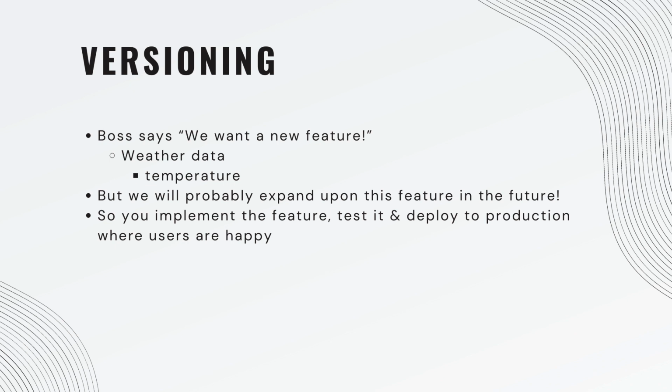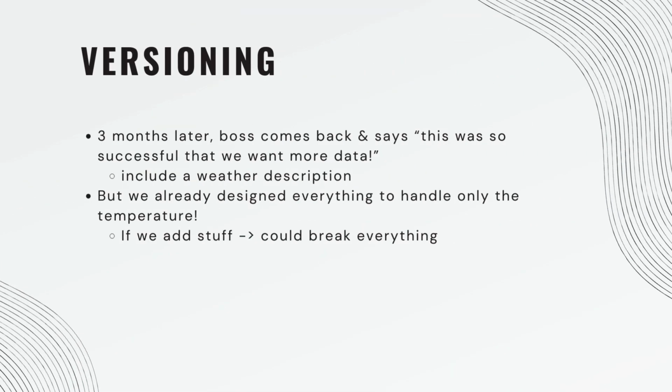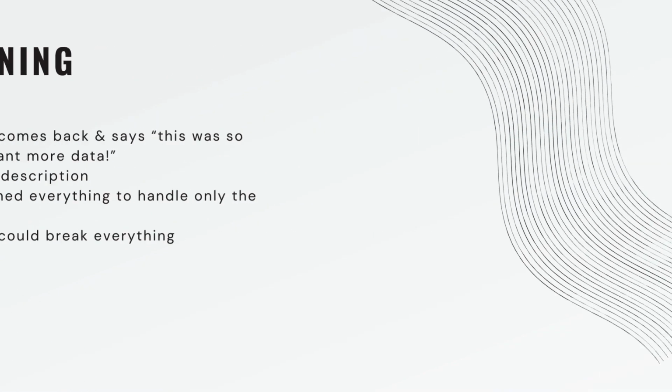So you implement the feature, you test it, you deploy to production, and the users are happy. 3 months later, the boss comes and says, this was so successful, we want more data. So now we're going to include a weather description in addition to the temperature. But we already designed everything to handle only the temperature. If we add stuff, we could break everything. So this is where versioning comes in.